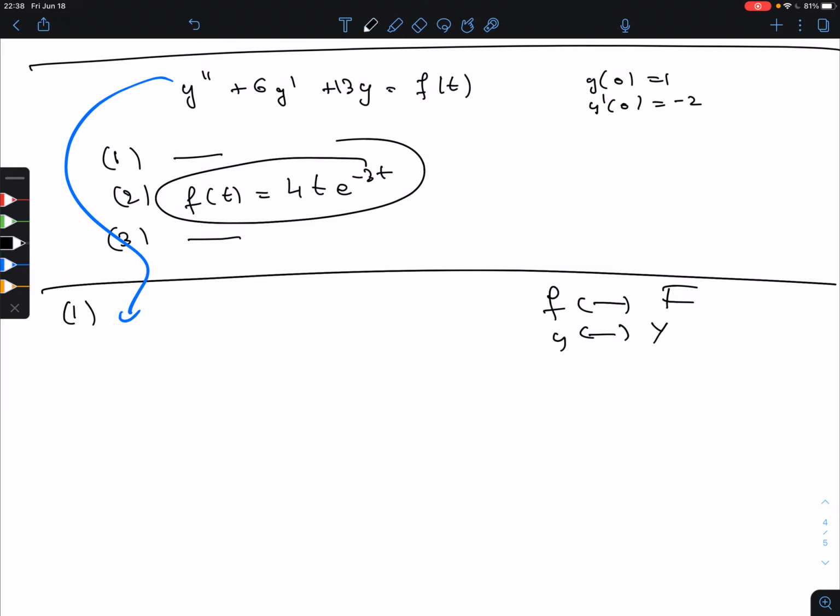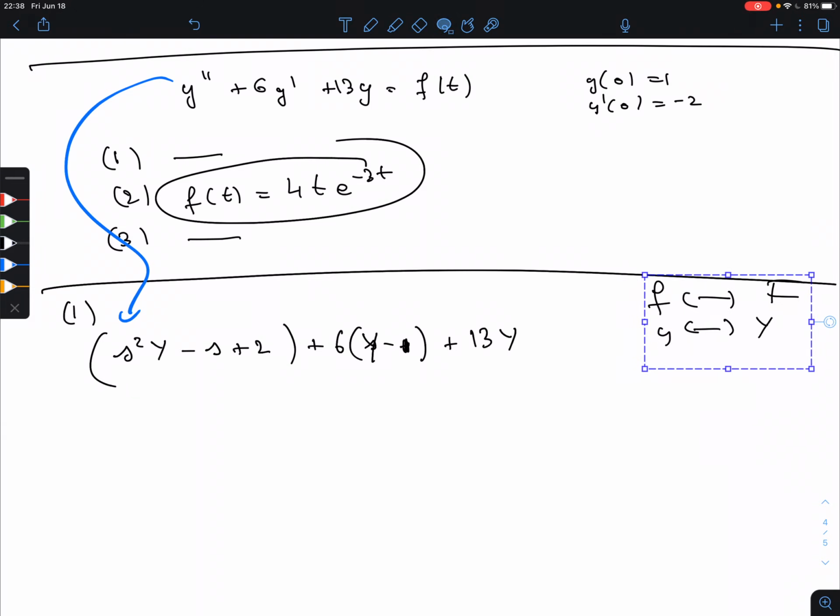So this would be, I'm going to write it down already, s squared Y minus y(0) s minus y'(0), plus 6 times s Y minus y(0), plus 13Y. Okay, and that is equal to capital F. Sorry, let me move these guys on the side a little bit. So this is equal to capital F.